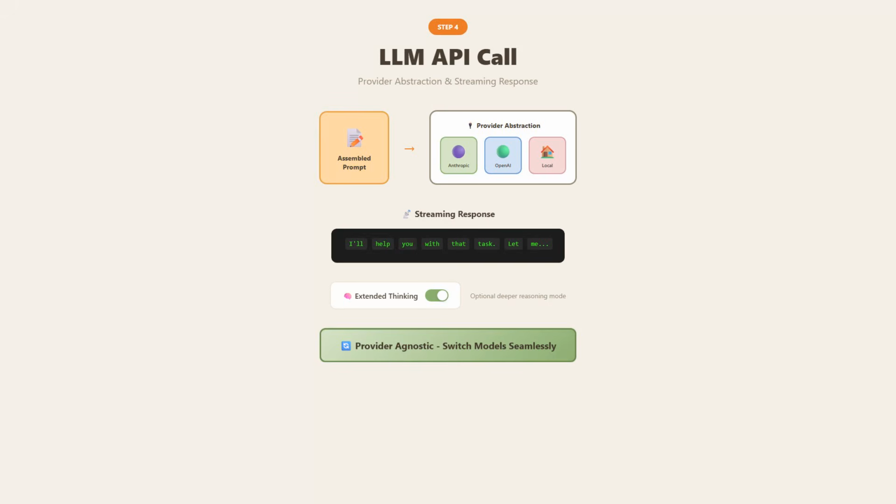There's also an optional extended thinking mode. When enabled, the LLM takes extra time to reason through complex problems before responding. It's like giving the AI a moment to think deeply. The key principle here is provider agnosticism. You can switch between Claude and GPT-4 or even add new providers without changing how the rest of the system works. This flexibility is crucial for a system that needs to adapt to the rapidly evolving AI landscape.